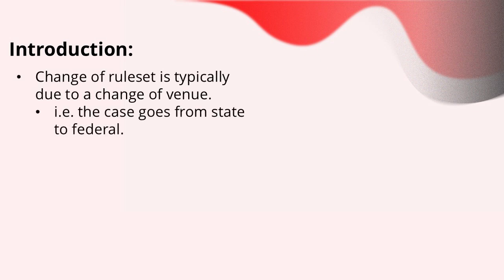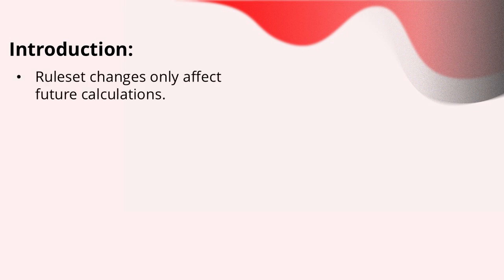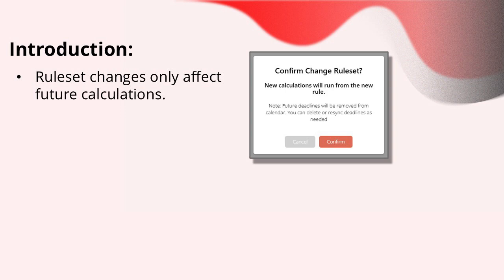which is most commonly due to the case moving from the state level to the federal level. Though the initial steps we will cover can be used in the event your matter was set up with an incorrect rule set. The most important thing to note is that this change of rule set will only affect future calculations. Any previously calculated or created deadlines will not retroactively be adjusted to line up with the new rule set.